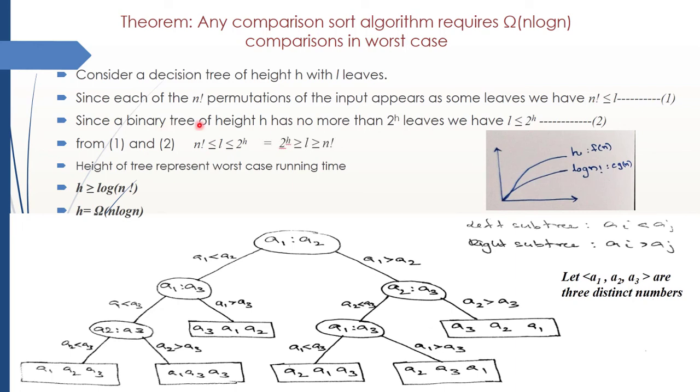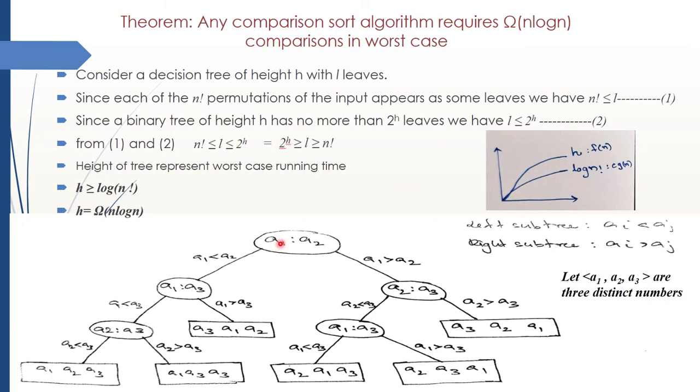Since a binary tree of height h has no more than 2 raised to h leaves, we have L less than or equal to 2 raised to h. This is another property: if the binary tree is of height h, then the maximum number of leaves possible is 2 raised to h. So I can write L less than or equal to 2 raised to h. From 1 and 2, I can write n factorial less than or equal to L less than or equal to 2 raised to h.